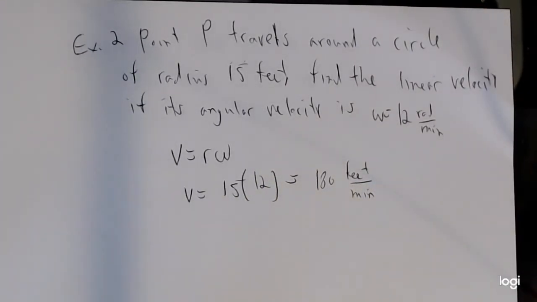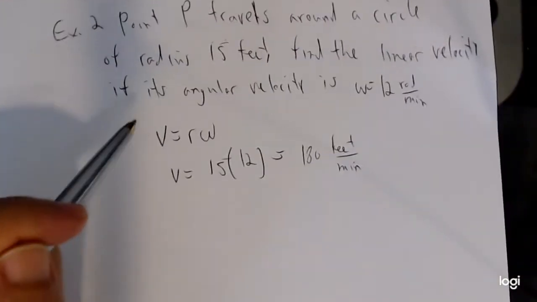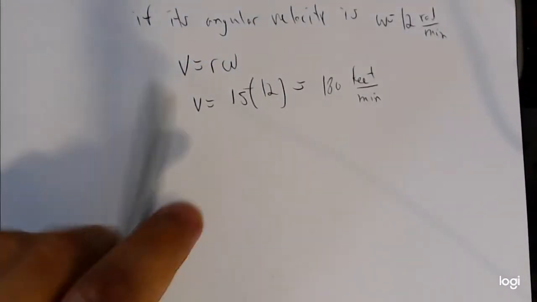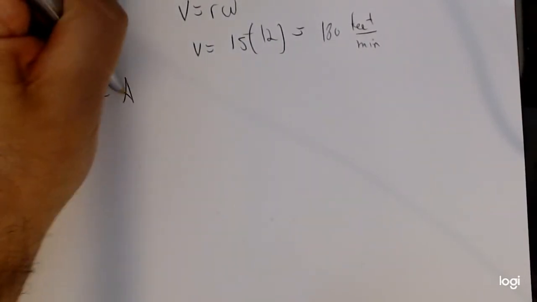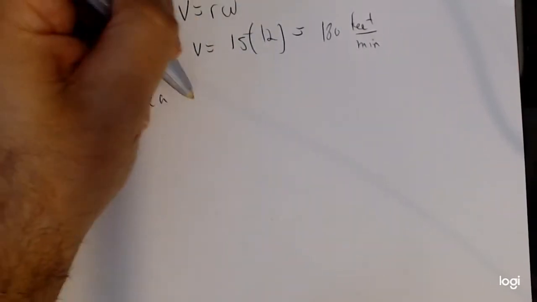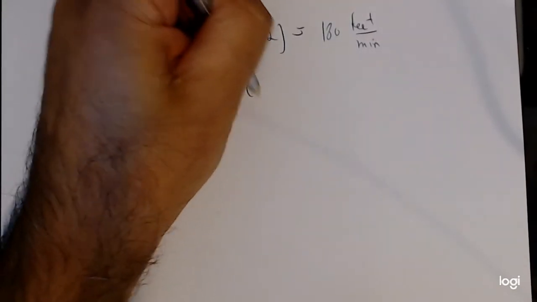Okay, so let's go on to the area of a circle, and then we'll come back to this. We'll do one more example, and then that will wrap up angular and linear speed. But before we do that, I want to talk about the area of a circular sector.